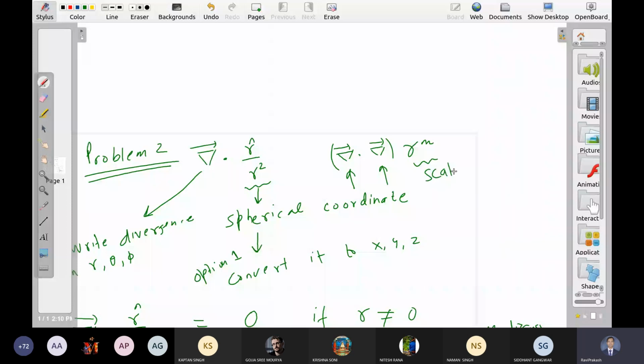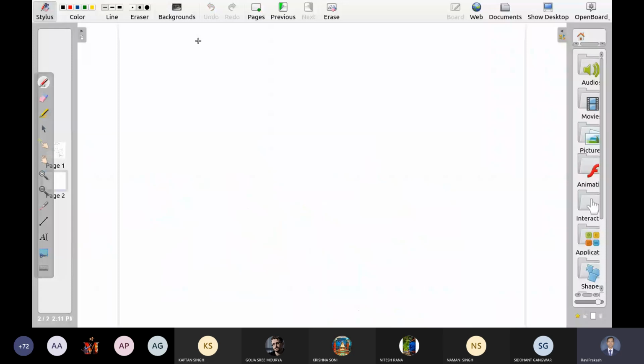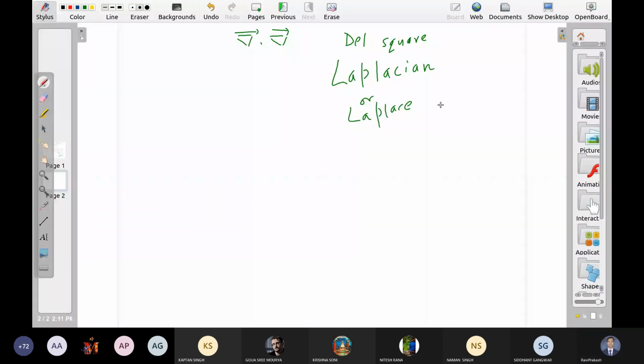So what is the meaning of this symbol? It is like, I mean, inverse you can say del square, or it has some other name also. Sir, Laplace operator. Yes, Laplacian or Laplace operator. How do we define it? So del is defined like this. Let's stick to the Cartesian system.